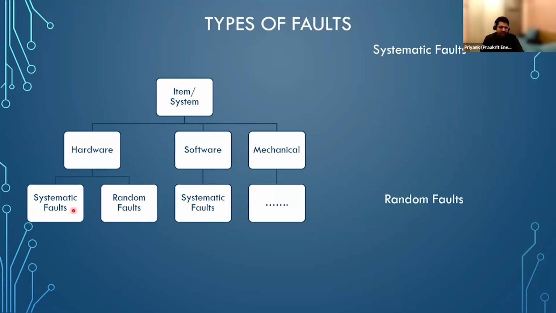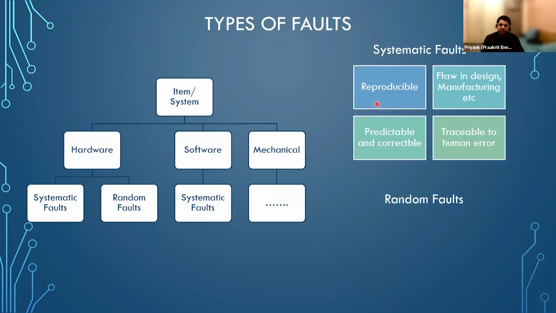Now, I use the terminology systematic faults and random faults. What exactly are those? Systematic faults.